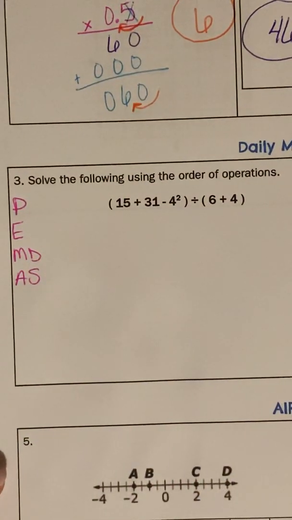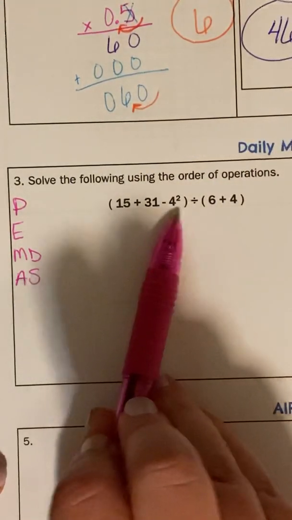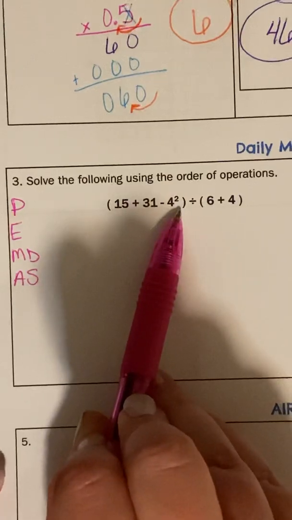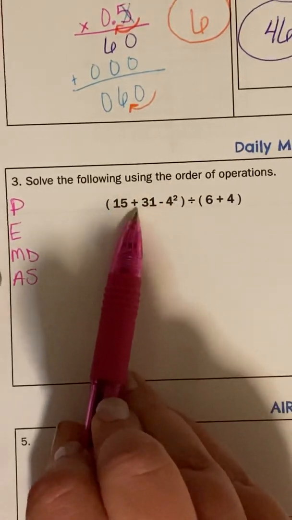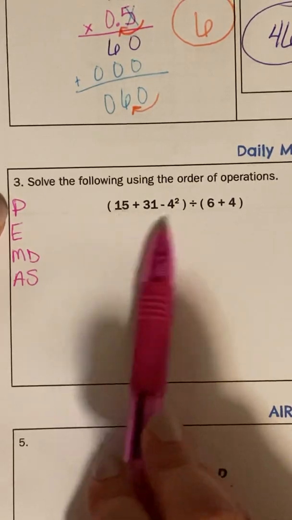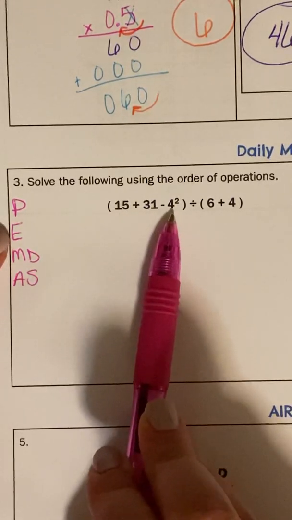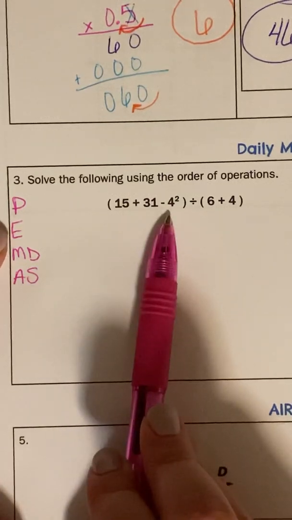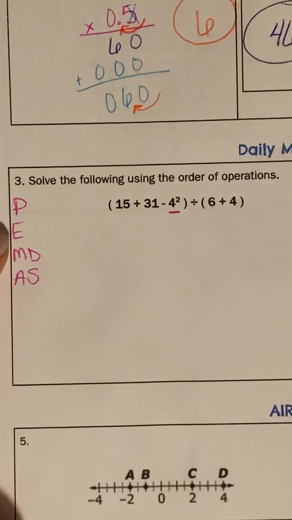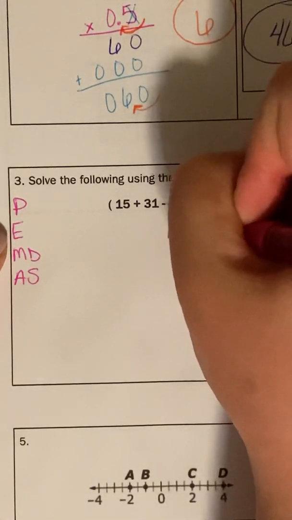So, parentheses. We got a lot of parentheses. In this set of parentheses, we have many operations, and that's okay. Inside the parentheses, we need to also follow the order of operations. Do we have any parentheses inside of this set of parentheses? No. Do we have any exponents inside this set of parentheses? Yes, we do. Our exponent, 4 squared. 4 to the second power means 4 times 4, which is 16. Not 8, 16. So I'm going to write 16.